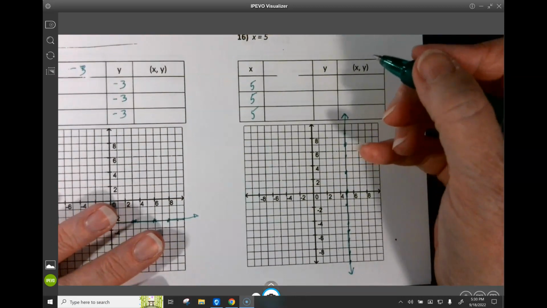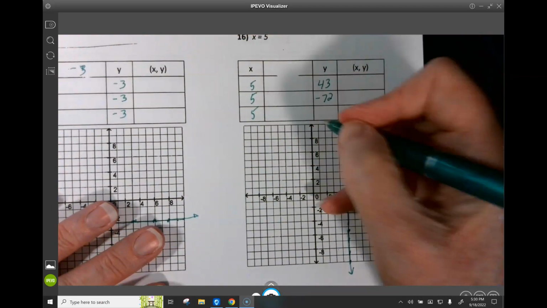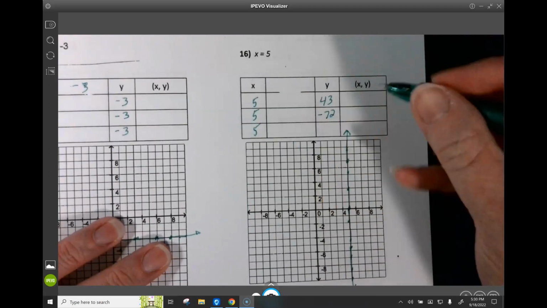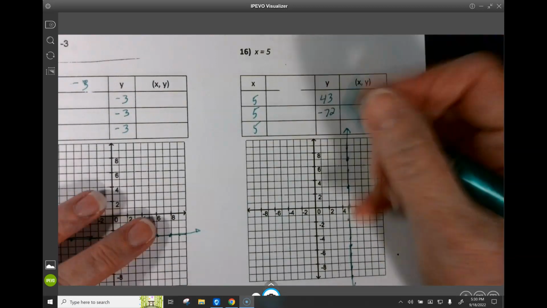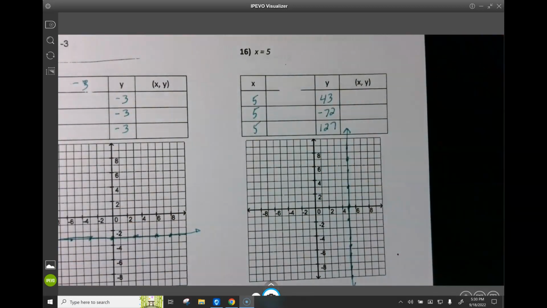What's y? I don't know. Be creative. 43, -72, 5. It can be 5. Y can be whatever it wants because x is 5, period. Doesn't make any difference. So let's go 127, just to be obnoxious.